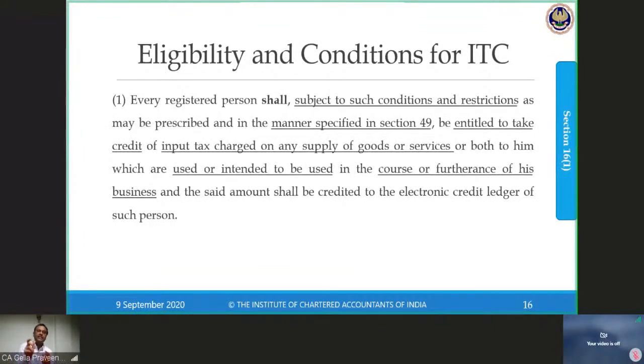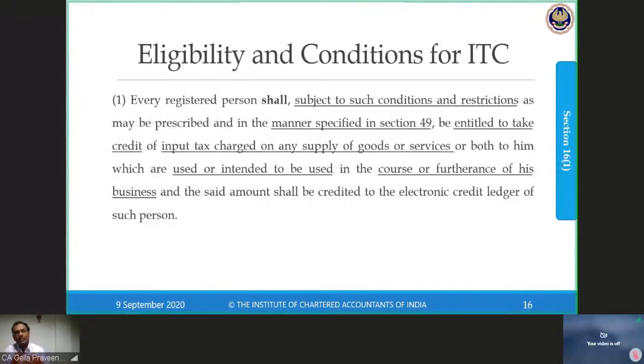Now, when you read the term entitled to take, I am eligible to take credit of what? Input tax charged on any supply of goods or services. So if there is a supply to me of goods or services, or both, which are used or intended to be used.